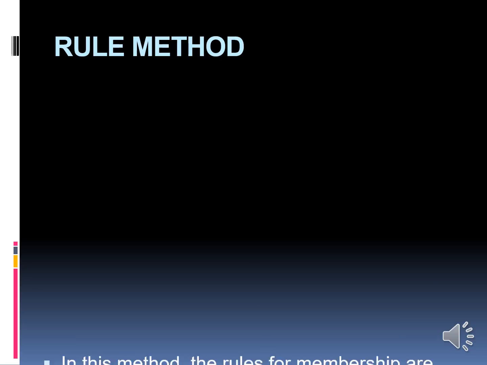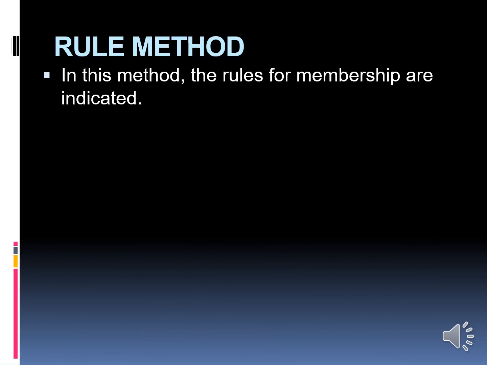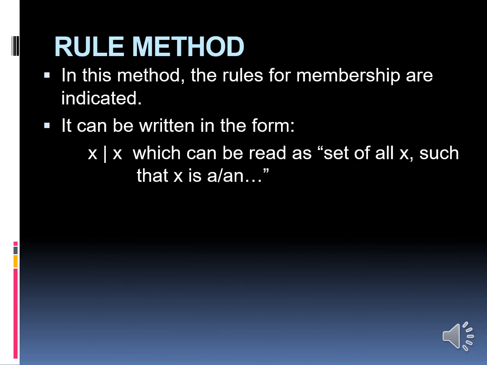Next is the rule method. In this method, the rules for membership are indicated. So instead of listing the elements of a set, the rules for membership are indicated. So it can be written in the form {x | x}, which can be read as the set of all x such that x is a or an, then succeeded by the rule for membership.